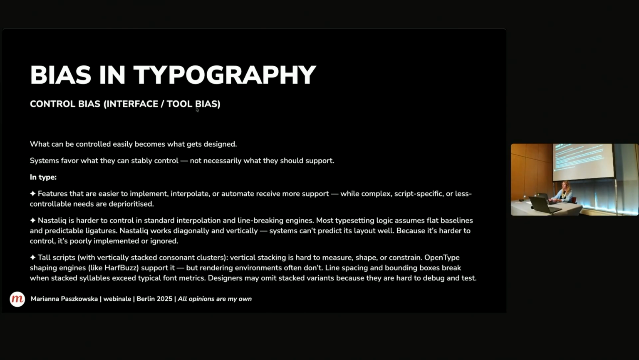Control bias happens when the ease of implementation drives design decisions, not necessity, not cultural context, not typographic need. In type design, this means that features that are easy to interpolate or behave predictably in engines get support. But those that are less predictable, harder to script, or don't fit the Latin logic often get deprioritized or dropped entirely. One clear example is Nastaliq script, the traditional writing style for Persian and Urdu.